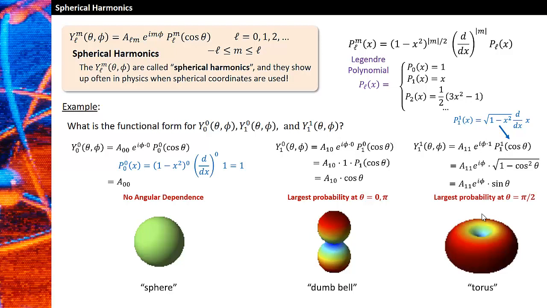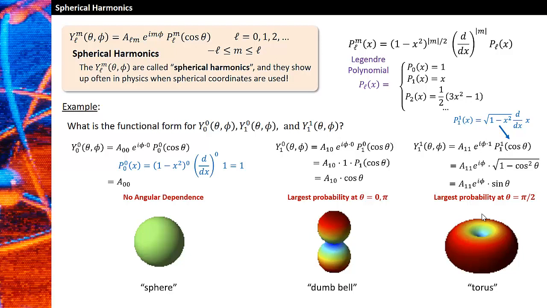So if I interpret that in three-dimensional space, it looks like I should get something that looks like a torus here. Notice that I'm not doing anything with the e to the i phi. I'm actually just taking the absolute value here, and in taking the absolute value, the e to the i phi vanishes, and so this is still symmetric as a function of phi. So I get this torus-like structure in that it's more likely to find the particle at pi over 2 instead of at 0 or pi, as it was for Y10.